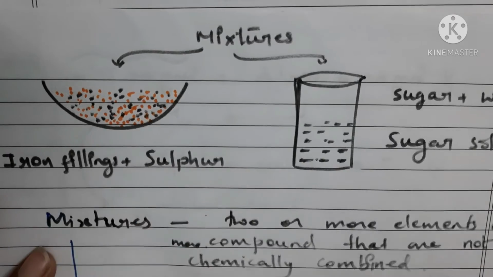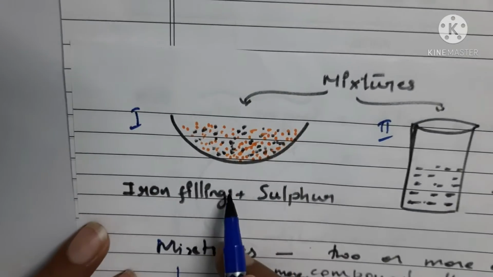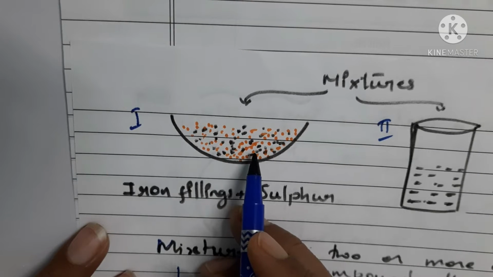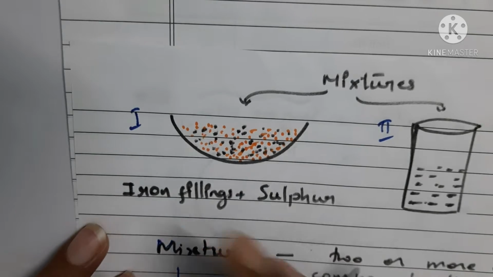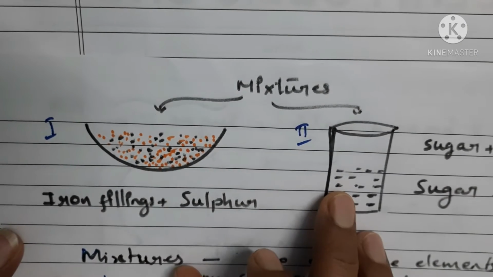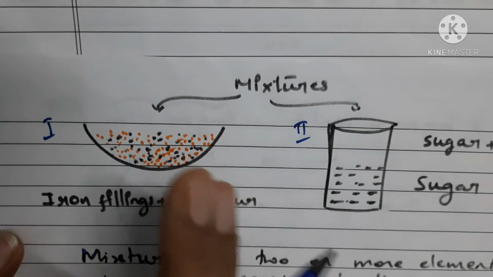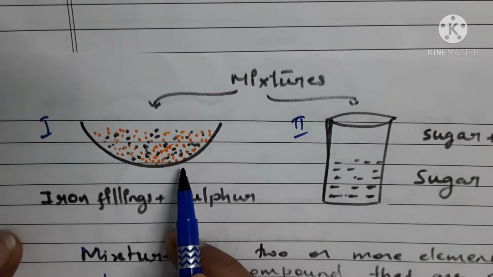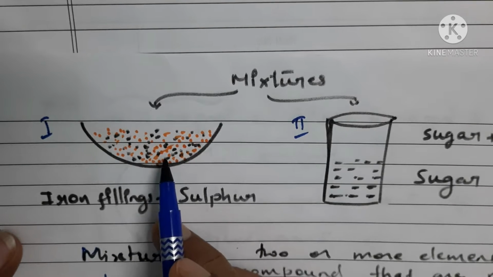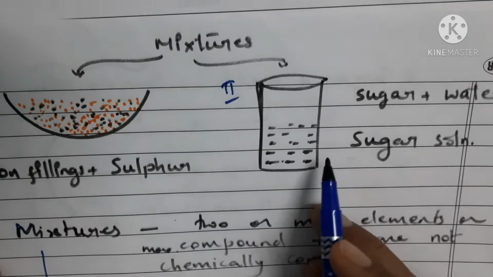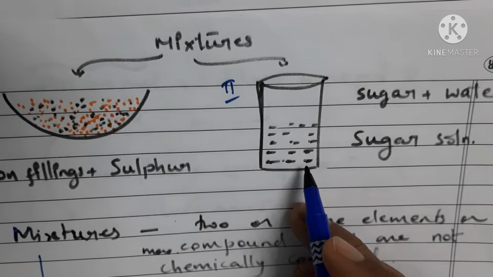Whereas in this first case, you can see that this is the first case and this is the second case. In the first case, you can see that iron filings and the sulfur both are visible to us after mixing up also. Okay, so you can find the differences, isn't it? You can see the differences between the two. Both are mixtures, but still we have different patterns. In the first case, after mixing also, both of the constituents are visible to us. But in this case, we are not able to identify which constituents are present after the mixing up.